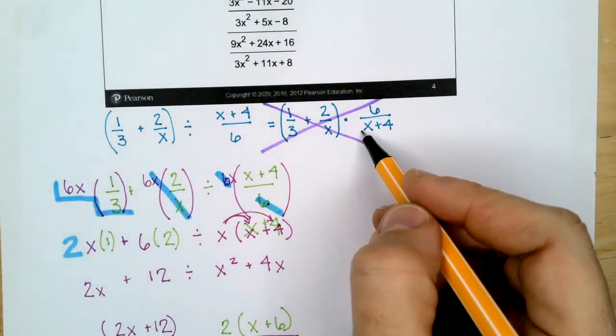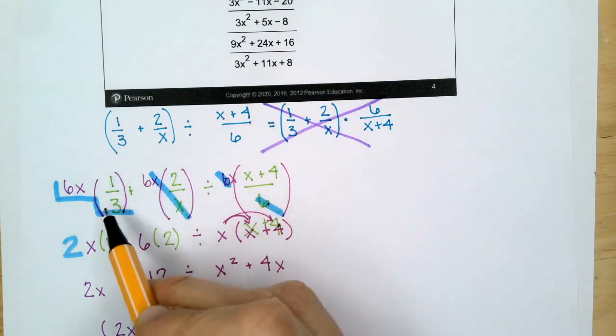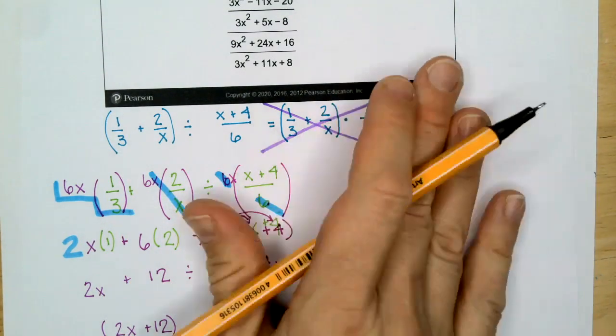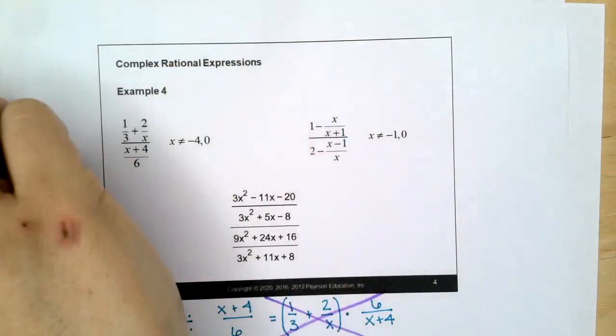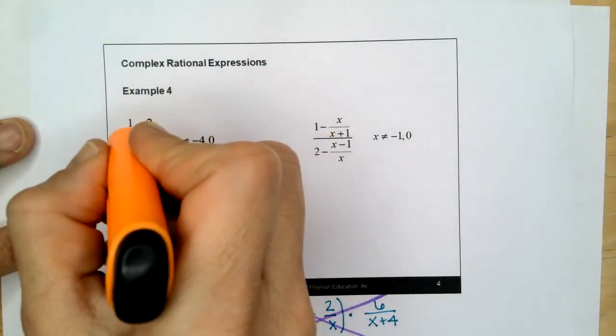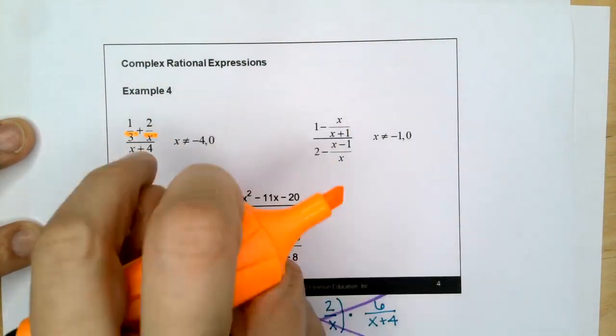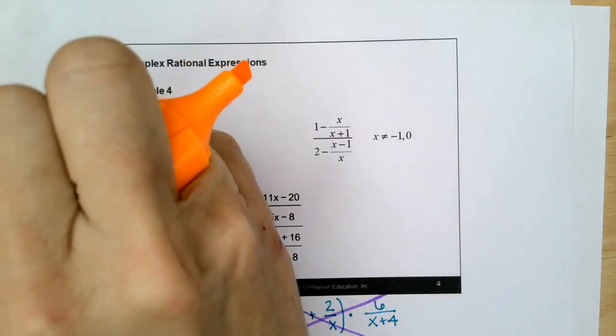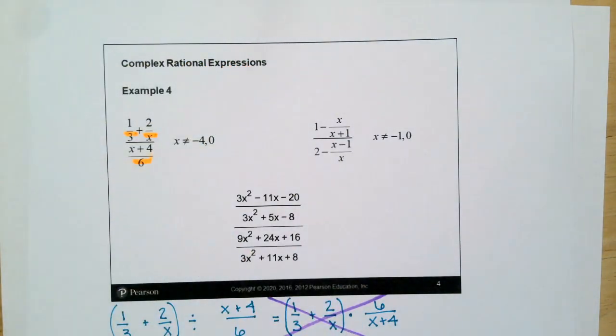We didn't need to change it to multiplication, but I do like writing it this way because it's easier to see what the denominators are. If you're not going to look at it that way, just remember that there's the bottom of the big fraction, but the 3, the x, and the 6 are the bottom of the interior fractions. You want to get rid of those first, all right?